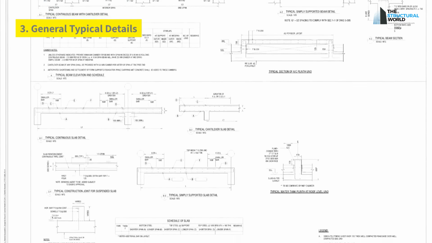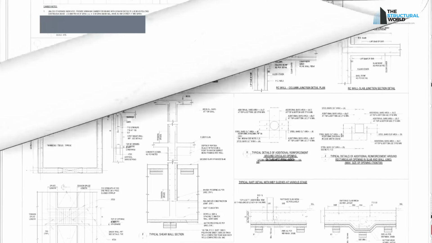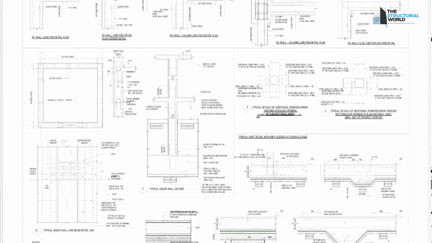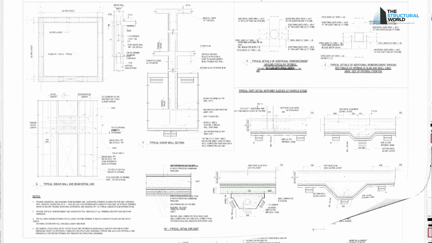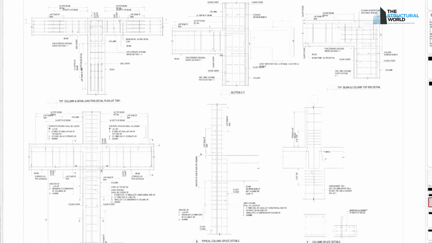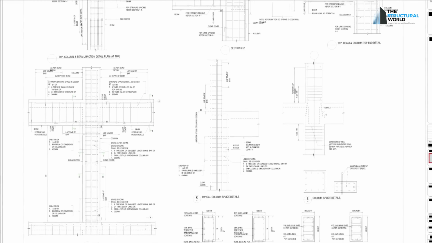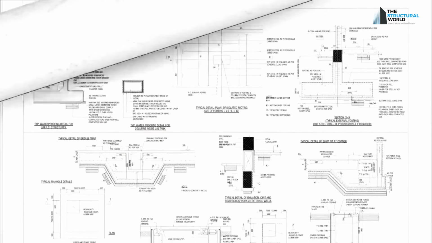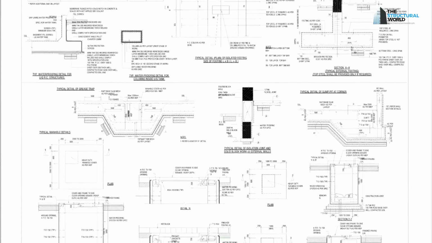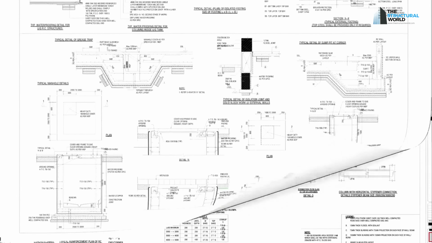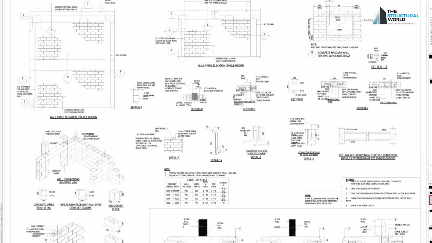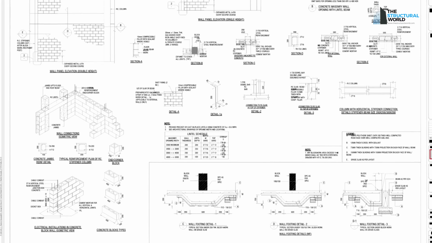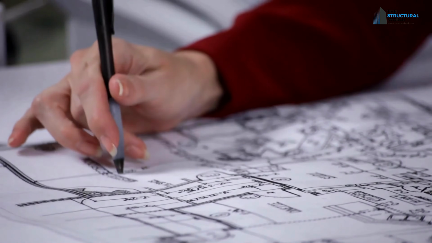General typical details. This sheet includes the detailing on the arrangement of reinforcements like the bar bending details in beams and slabs, typical shear wall and retaining wall details in sections, foundations, sump pits, sleeves and slab openings, column and beam junction details, and standard splices. The detailing on the laying of masonry walls and its standard can also be found on this sheet.